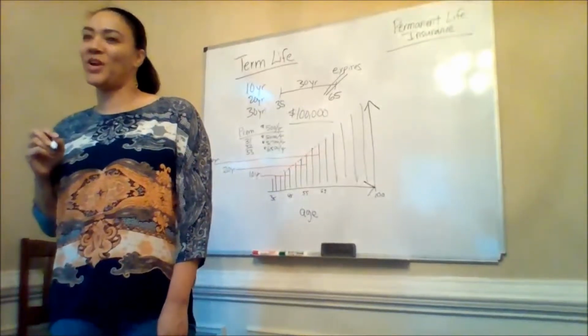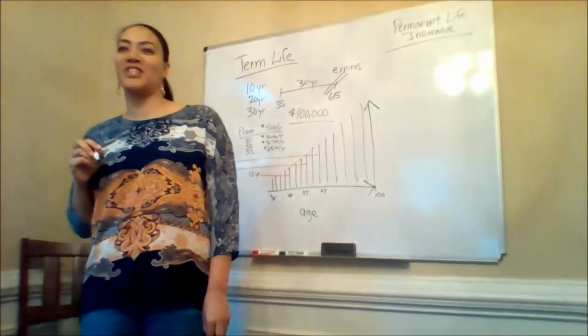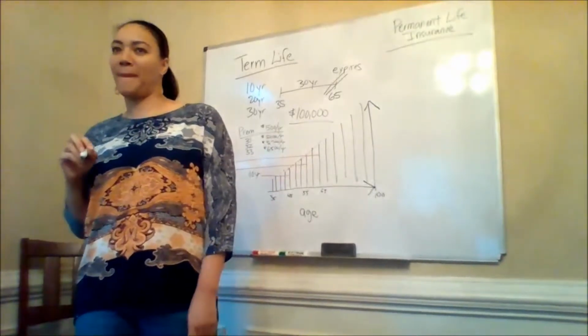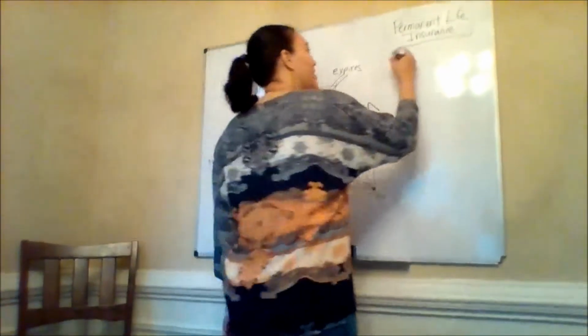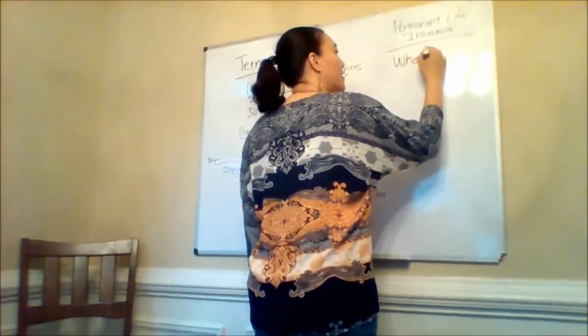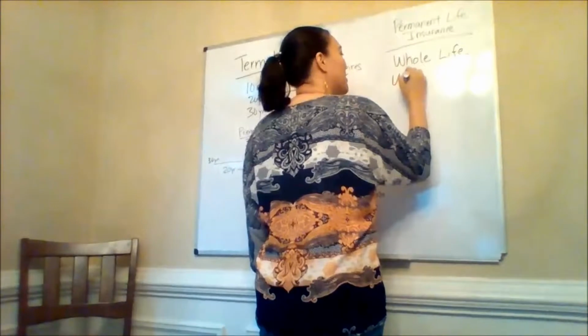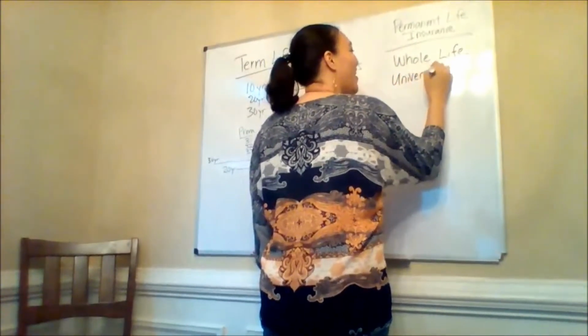Say it again before. What are the different types of permanent life insurance? Permanent is the whole life. Whole life. And universal and variable. Index. Oh, she named all of them. She was yesterday, by the way.